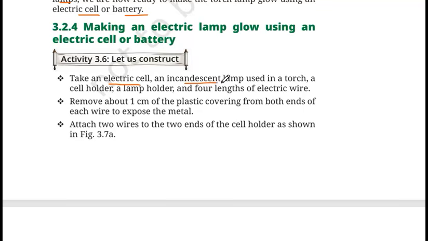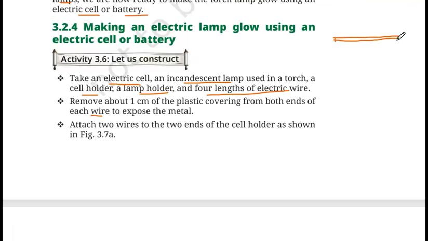Then you will need an incandescent lamp that is used in a torch. You need a cell holder to place this electric cell. You need a lamp holder to place this incandescent lamp. And then you need four lengths of electric wire to connect them. First you will remove about 1 centimeter of plastic covering from both ends of each wire. So you're taking four electric wires like this, suppose.